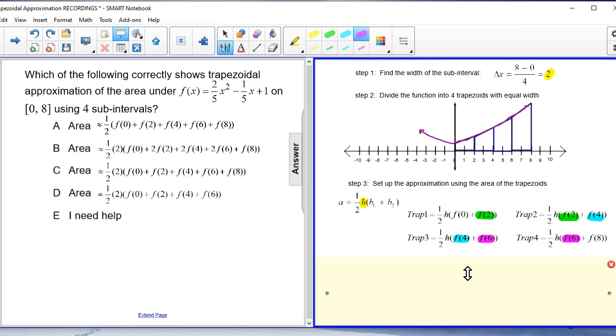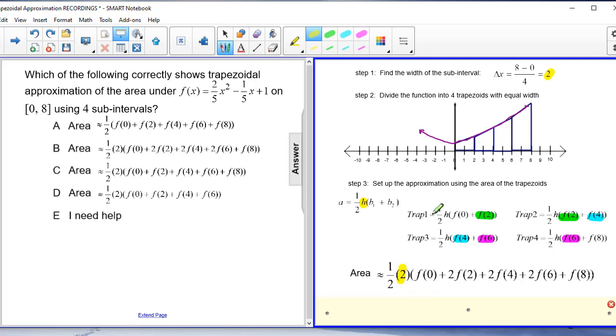So when we add these areas together, we're going to add all these areas up to find a total sum. We factor out our 1/2 times h, and keep in mind that the interval width is the same as the height of the trapezoid. So there's where my 2 comes from.